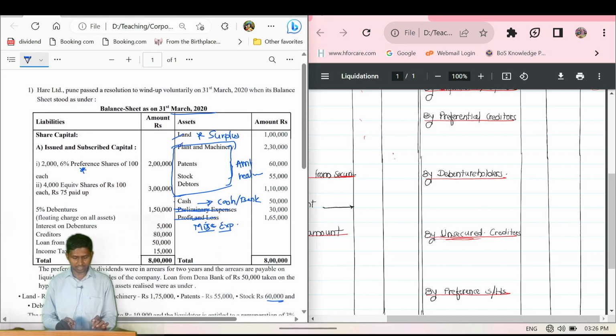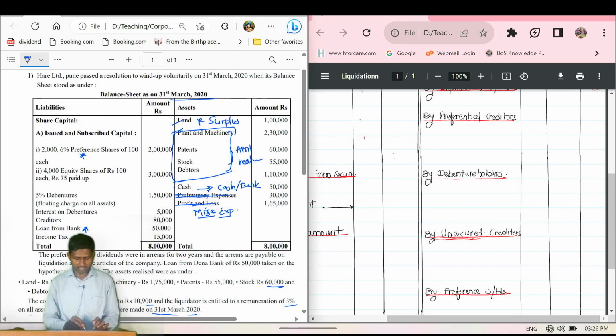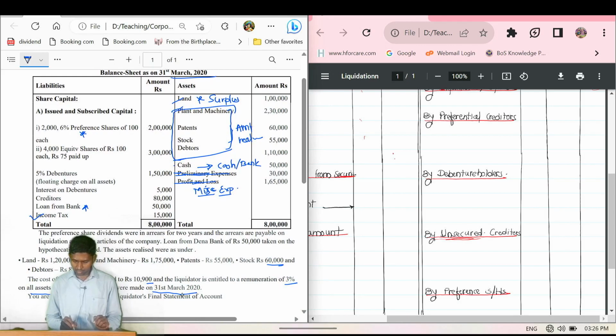In Hare Limited, in the first problem, have I given anything here related to preferential? Yes, you will find income tax. Income tax we pay to government. Related to government, we do write that in the preferential group. Then other than this, do we have anything related to government or worker? No, we do not have anything. Therefore, only one item. And in the adjustment, do you have anything related to worker? No, nothing is related, only one item will come in preferential.